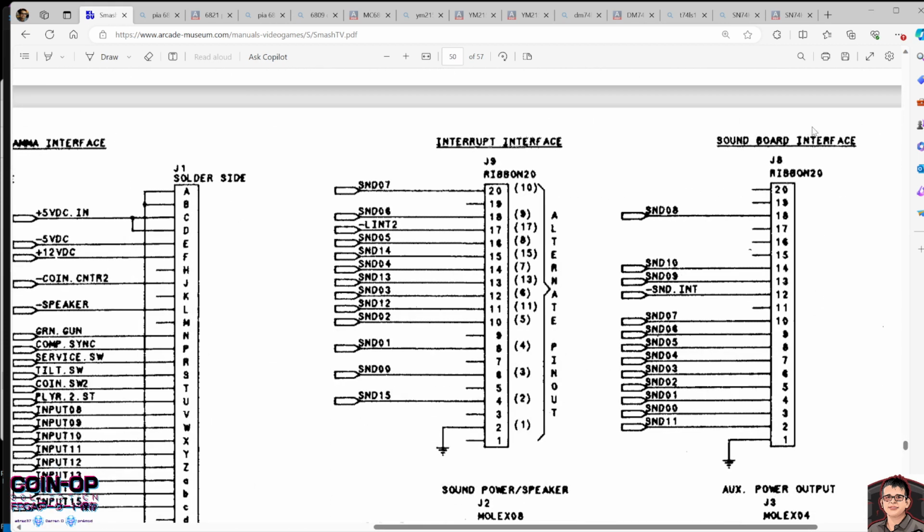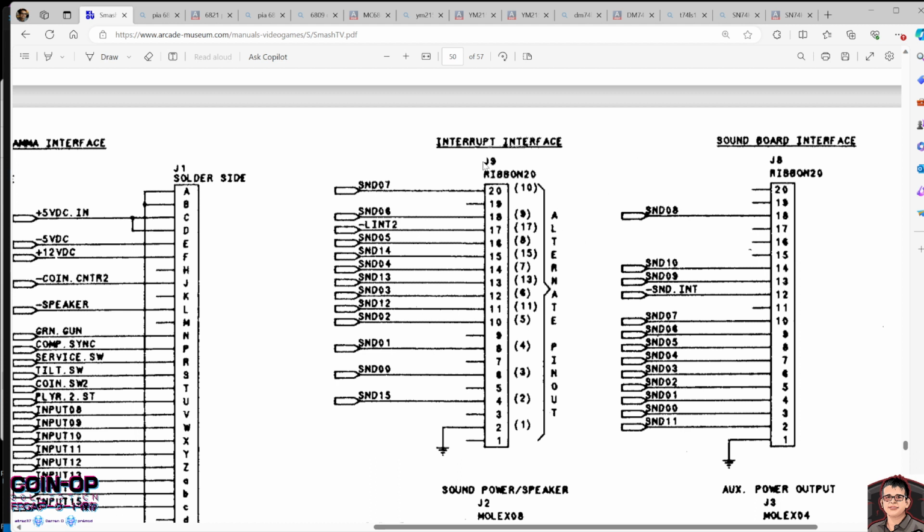Okay, so here's the soundboard interface, right? So they provide two interfaces. In this case, I actually have to look on the real board because I don't know what interface it's talking about. There's a J8 and there's a J9, and this says alternate pinout. So I have no idea what it's talking about. I don't know if this is wired. I don't know if this is something else. So I actually pull out my board and I start checking it, right, physically.